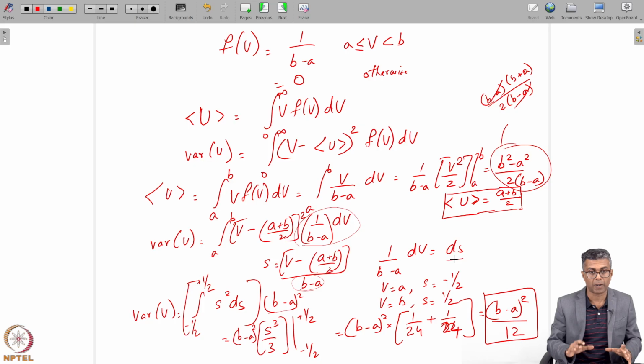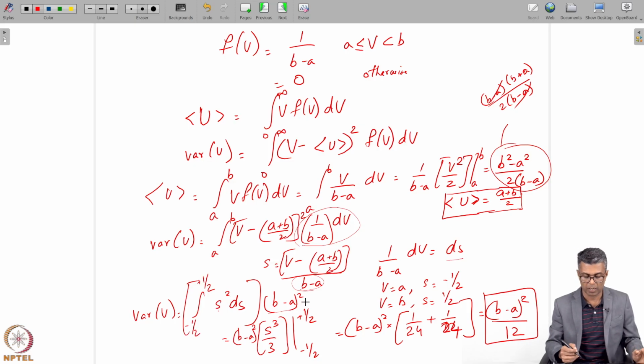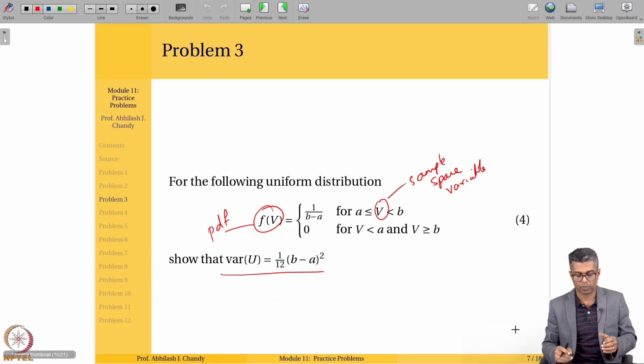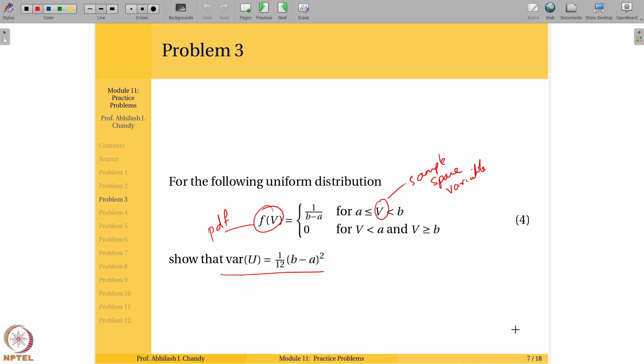So all that just plays out very well, and then I have the integral from minus half to half of s squared ds, of course, multiplied by (b − a) squared. S squared ds becomes s cubed over 3. Limits are now minus half to half, and when I do that calculation, I get (b − a) squared over 12. So I hope that was clear. This was a problem in PDFs where we had to derive what the variance was, and we just did. I hope that was clear.